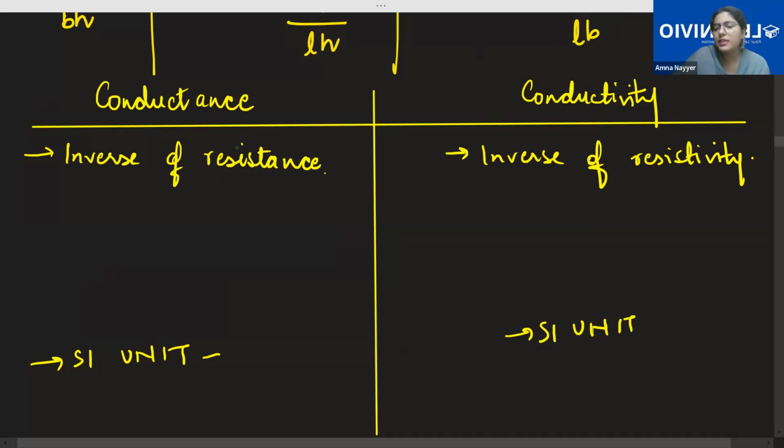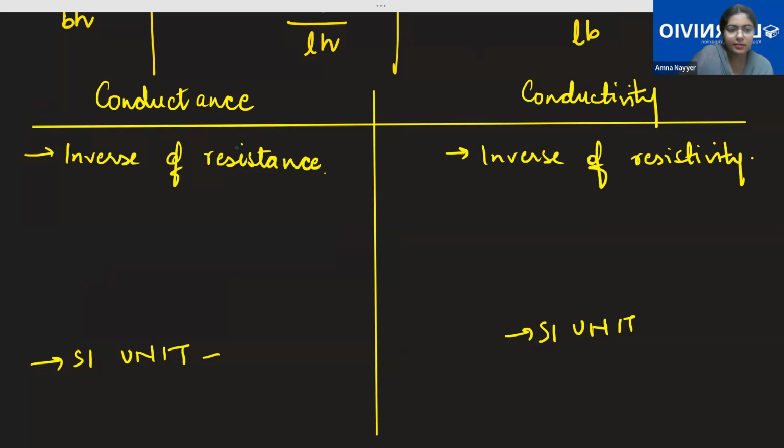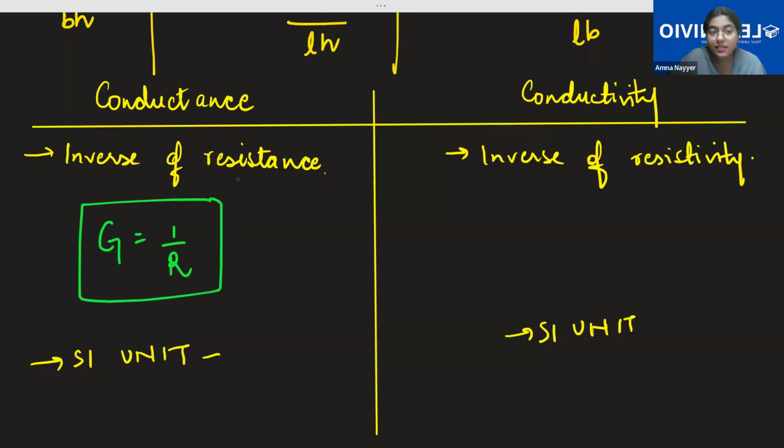The conductance is basically the inverse of resistance. This is represented by the symbol G. It is just the inverse of resistance, that is 1 by R. So suppose in a question you don't have the resistance and you have the conductance. Just take the reciprocal of it. So this is the first term, conductance, the inverse of resistance. The SI unit of resistance is ohm, so the SI unit of conductance will be ohm inverse.